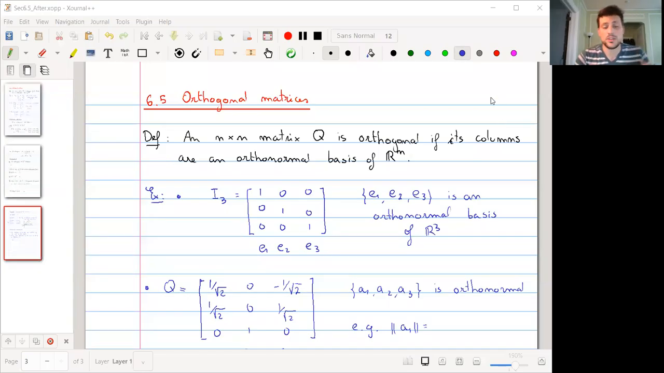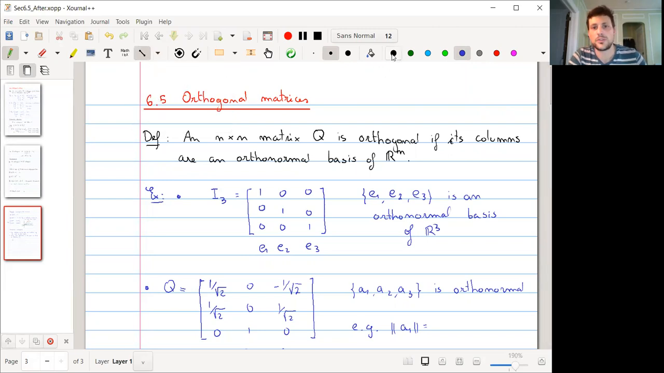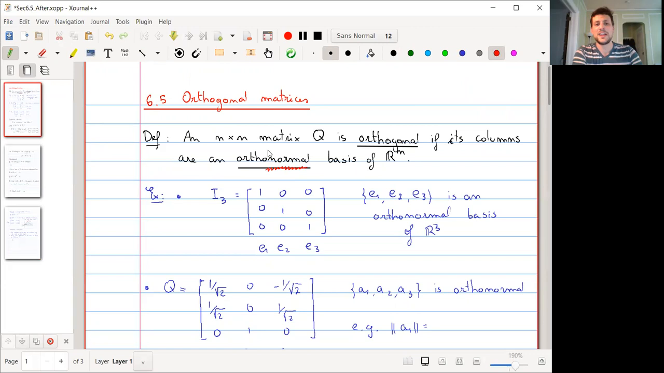Hello, everyone. Today we introduce the notion of an orthogonal matrix, which is a slightly delicate definition, but we'll see that it's very important for the last few sections of this class. So here's the definition. We say a matrix is orthogonal if its columns are an orthonormal basis of Rn. And I should emphasize that this is a quirk in the linear algebra terminology. It's not enough that the columns are orthogonal, they must be orthonormal for the matrix to be orthogonal.